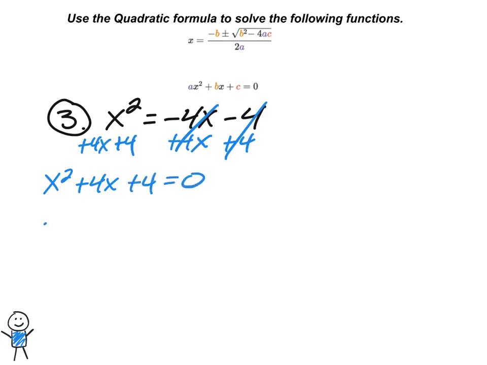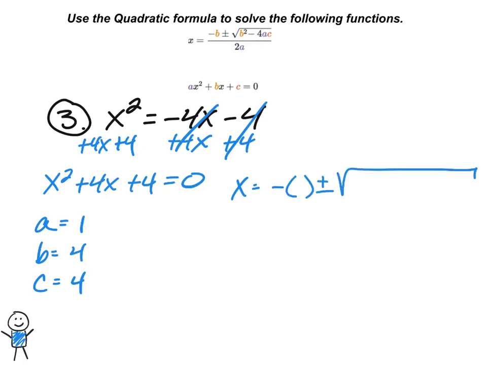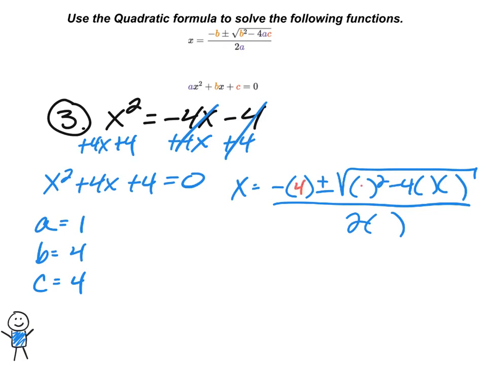Now I'm able to identify my a, which is 1, my b, which is 4, and my c, which is also 4. And I'll set up my template for the quadratic formula, which is negative b plus or minus the square root of b squared minus 4 times a times c all over 2 times a. Now I'll plug in the components. My b is a 4, my a is a 1, and my c is a 4.